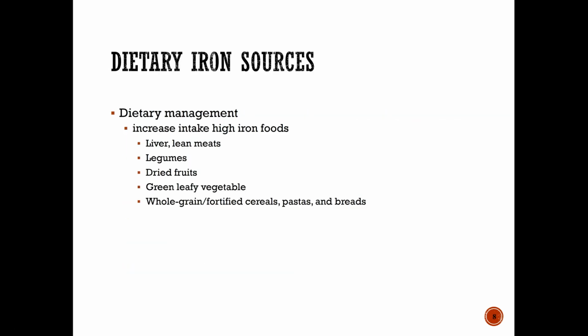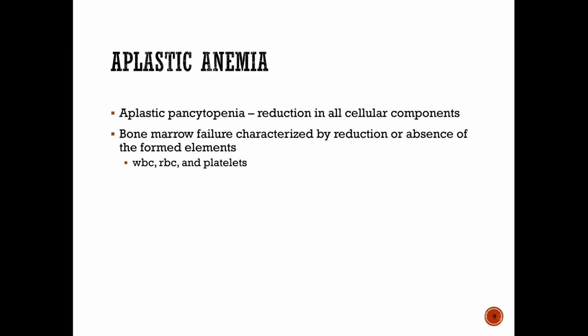So moving on to a different type of anemia, we've got aplastic anemia. This is where the bone marrow is not producing the adequate type of blood cells, and about 80% of aplastic anemia is acquired. You're not actually born with it. So aplastic pancytopenia is a reduction in all of the cellular components.